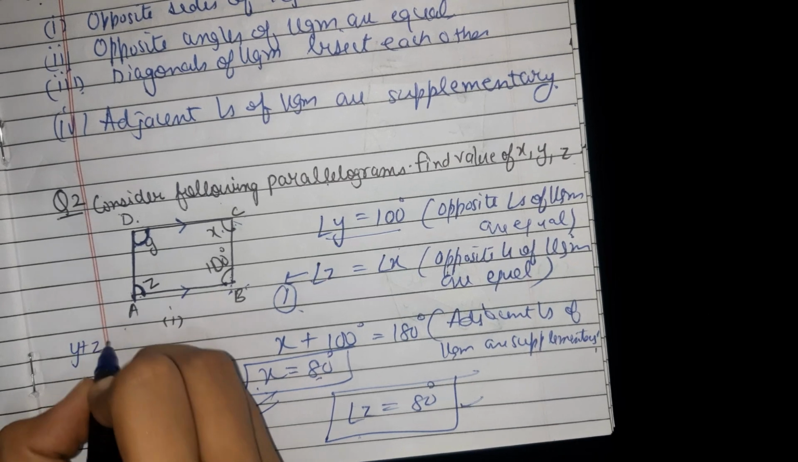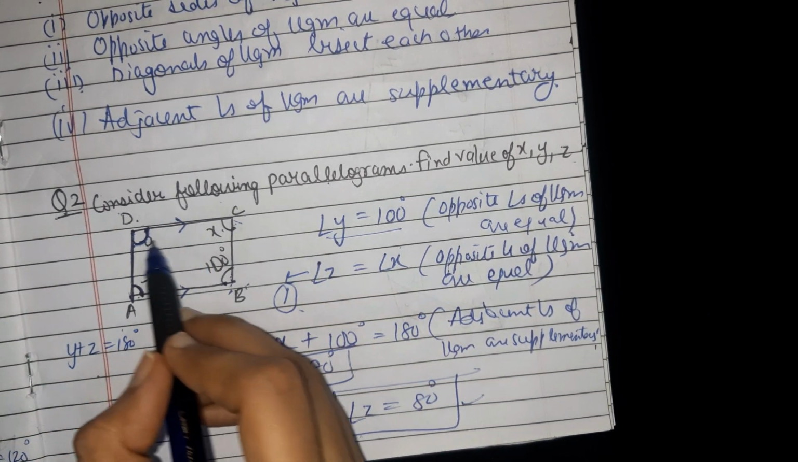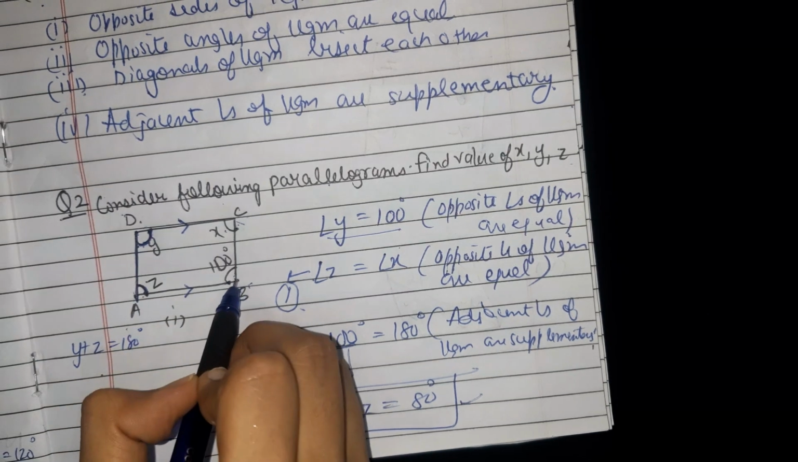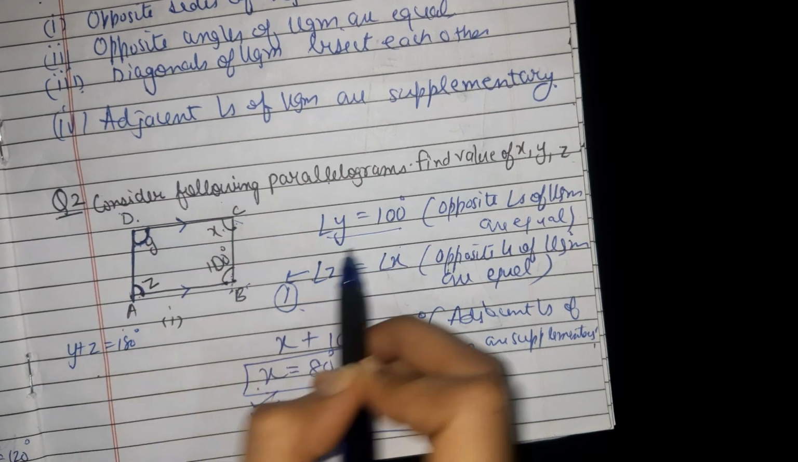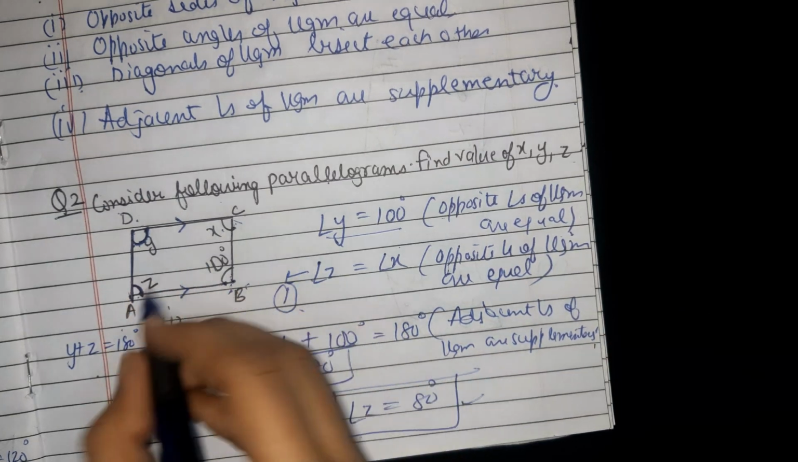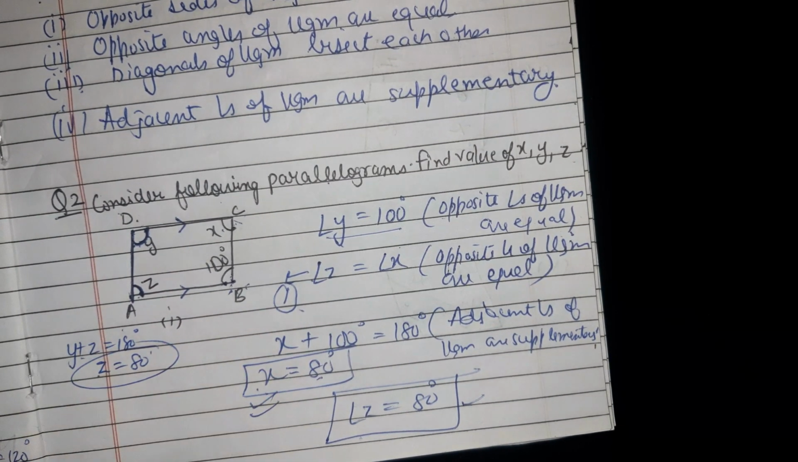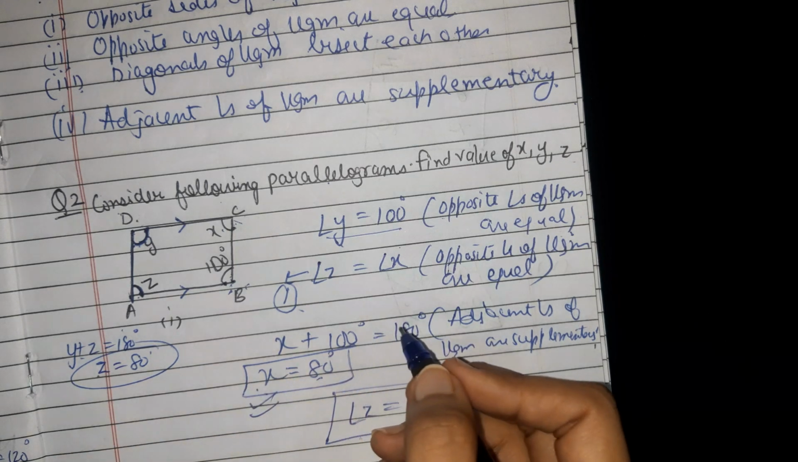So y plus z is equal to 180 degrees, and we already knew the value of y, that is angle y is equal to 100 degrees, because of this property, opposite angles of the parallelogram are equal. So angle y is 100 degrees. So from here you can also get the value of z, which is 80 degrees. So either way you can solve this question.